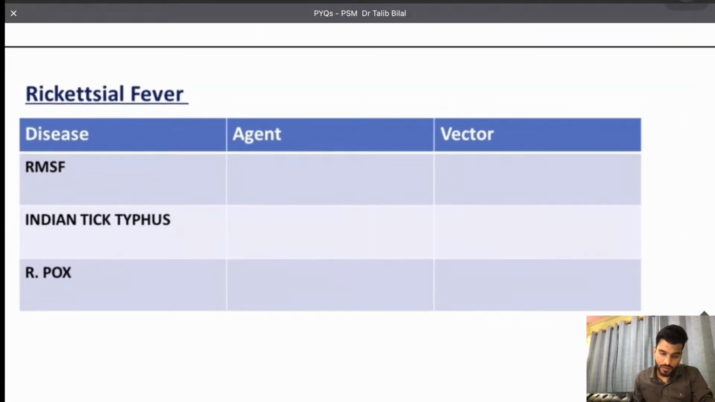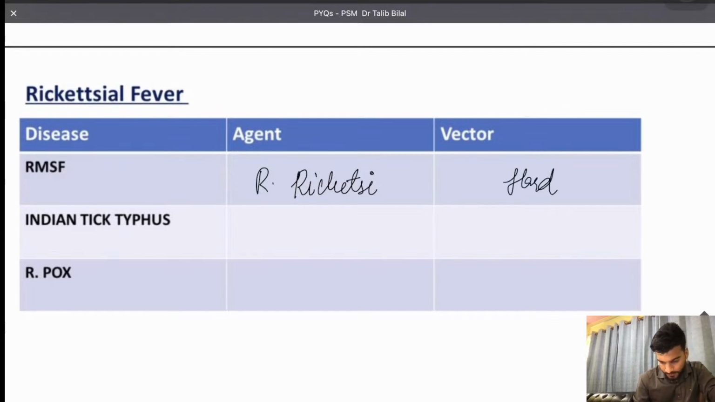For rickettsial fevers, remember, for Rocky Mountain spotted fever, it's R. rickettsii, and vector is hard tick. If I talk about Indian tick typhus, it's R. conorii, and vector is hard tick.